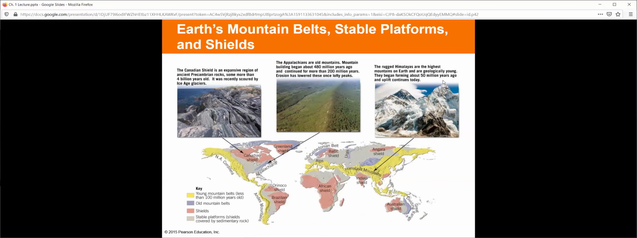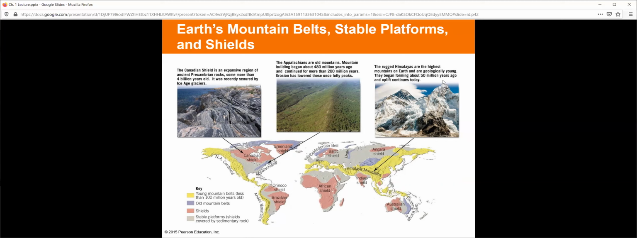Mountain belts, very tall, right? Shields, low hanging. The Brazilian shield, for example, holds, and the Orinoco shield, I don't know if I pronounced that correctly, holds the Amazon basin, right? That is downward sloping. The rivers go from the Andes Mountains down out into the Atlantic.